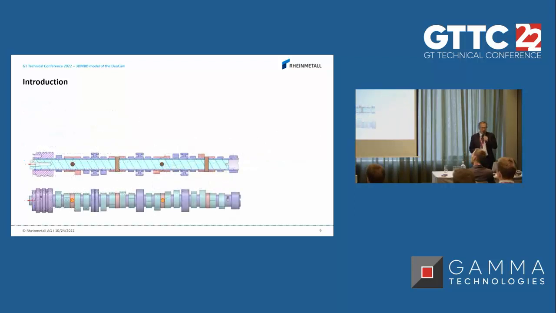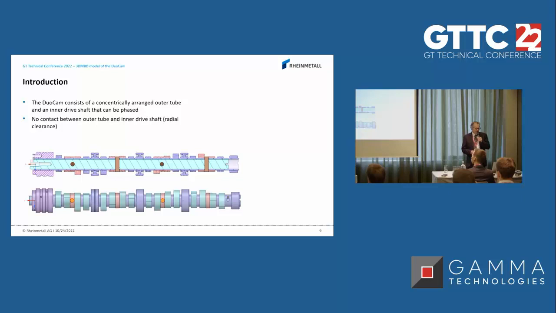Here you can see the CAD model of the DuoCam and a sectional view. The DuoCam consists of a concentrically arranged outer tube and an inner drive shaft that can be phased. There's a radial clearance between the inner drive shaft and the outer tube.